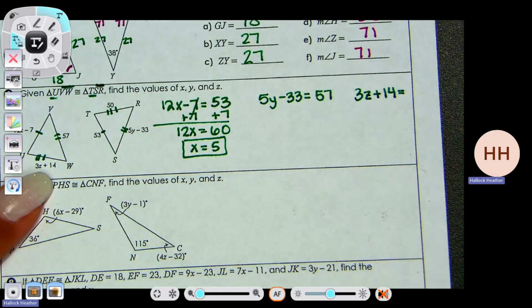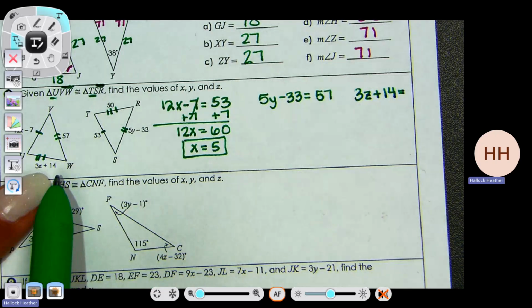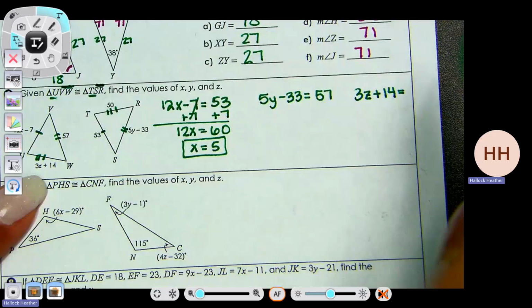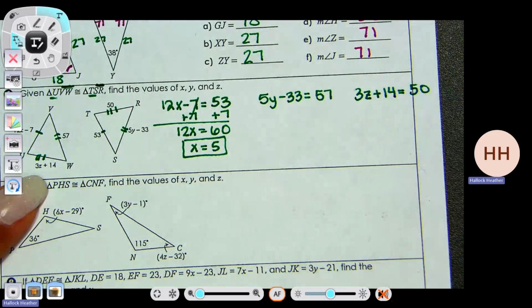Does anybody know what the Z equation is going to be equal to? This equation is going to be equal to 50. And then that's what you get when you solve.